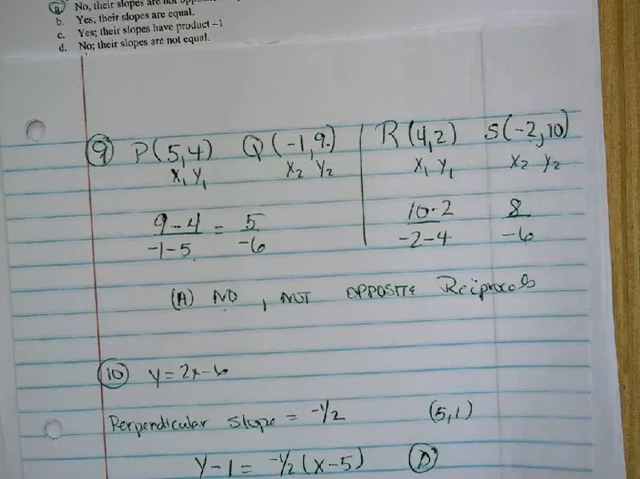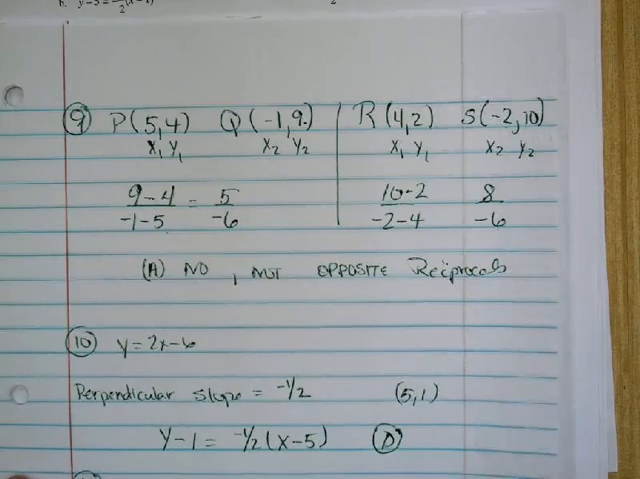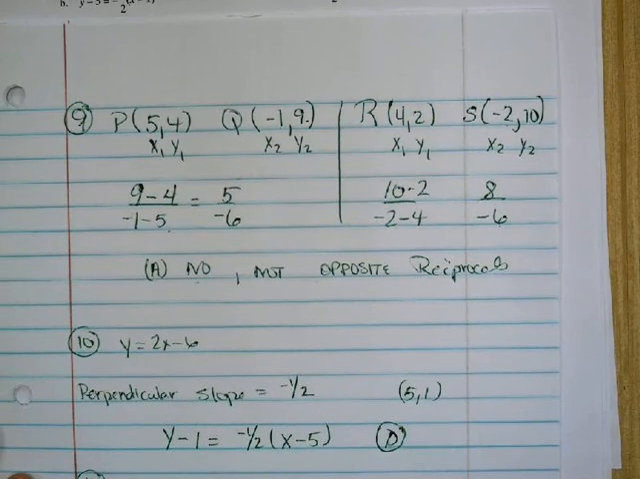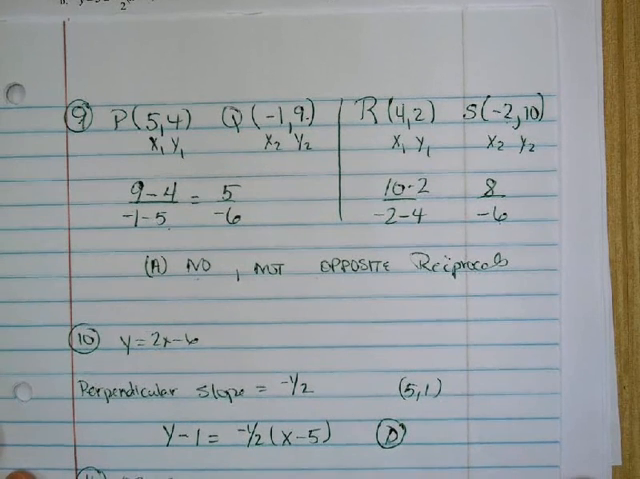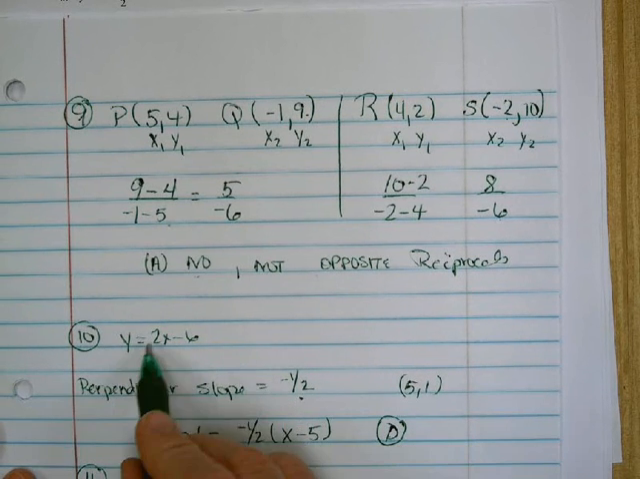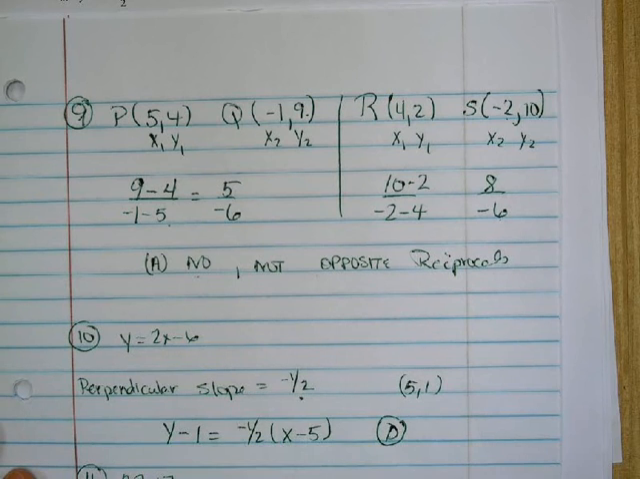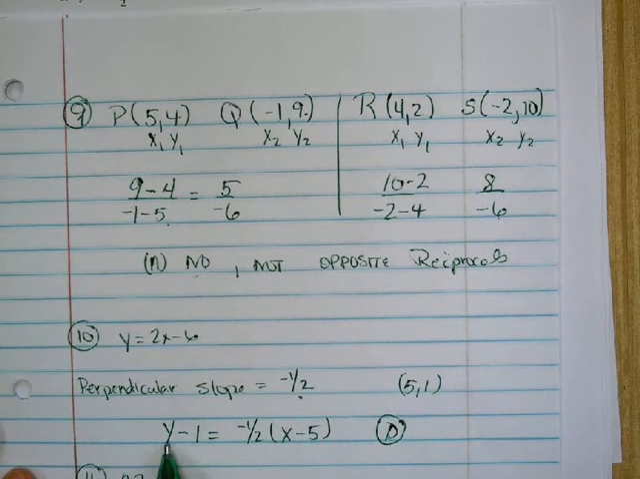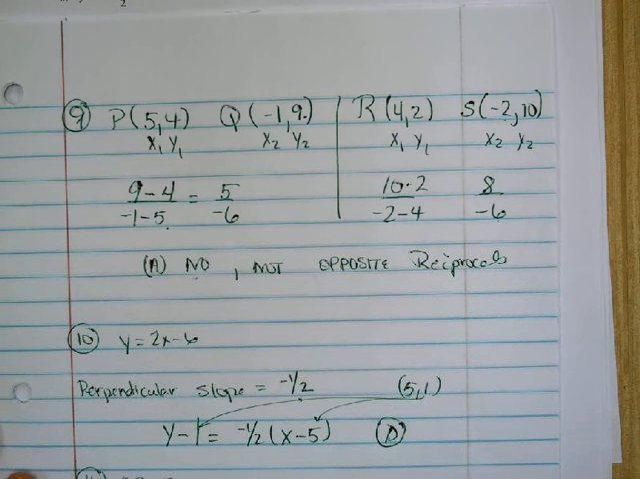Number 10, write an equation for a line that is perpendicular to y equals 2x minus 6 that contains the point 5, 1. My original slope is 2, so my perpendicular slope is negative 1/2. So y minus 1 equals negative 1/2 times x minus 5. And that is answer choice D.